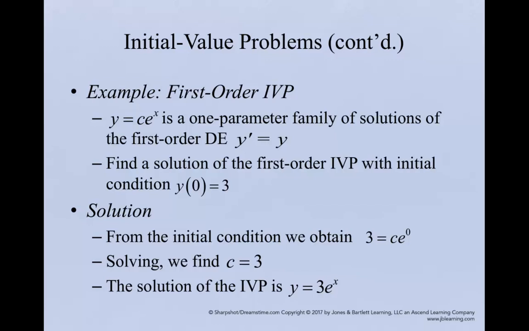All right, so what we want to do is we want to find a solution of the first order initial value problem that has an initial condition at 0 equal to 3. So basically what you do here is you substitute 0 for x, and then you evaluate what c would have to be in order to make y at 0 equal to 3. So when we substitute that in, we get 3 is equal to c e to the 0, and we know e to the 0 is 1. So that would tell us that c, our parameter to solve this initial value problem, has to be 3. So y will equal 3 e to the x.